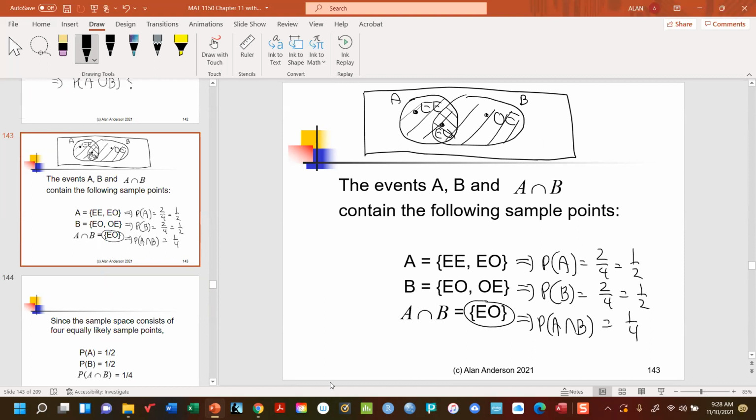Because they're all equally likely, I can easily do it this way. In other words, you know what I've done? I've taken the number of elements in A and divided by the size of the sample space. Now I'm ready to plug these into the formula.